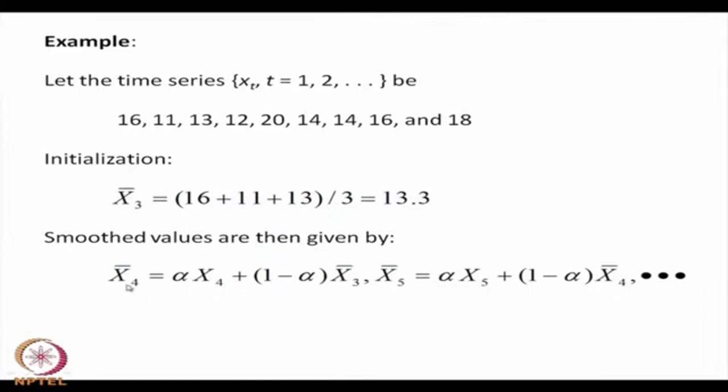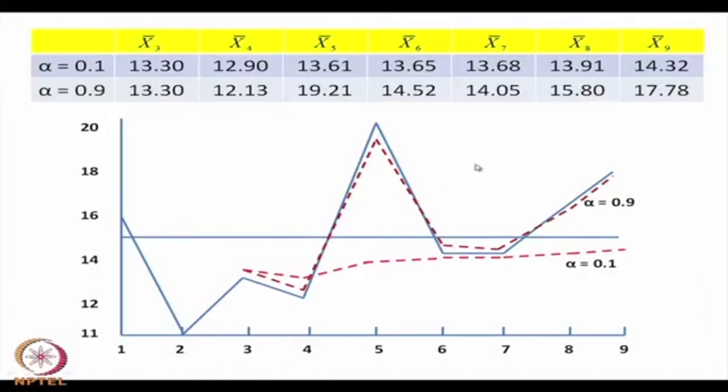Once we have x bar 4, we can move ahead and use that x bar 4 here to calculate x bar 5, and we can recursively use that equation to go further ahead. This is the way we proceed when we use exponential smoothing in a recursive fashion. Now, this is what we have tabulated in this table.